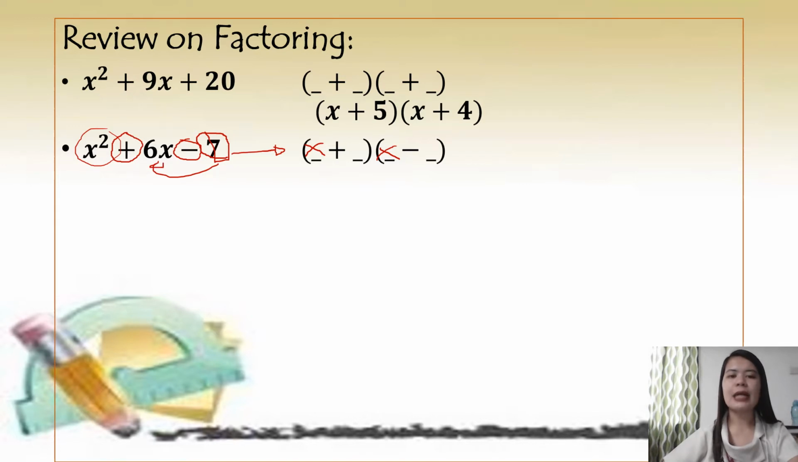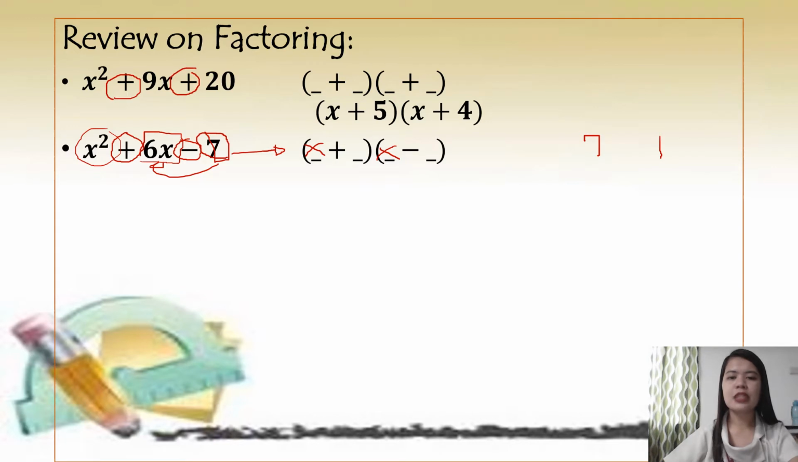Why subtract? Why did we add earlier? Because earlier we had both positive signs. When the signs are the same, when you combine them, the sign is positive. But since now we have a negative and a positive, it means we need to think of the numbers that when we subtract them from each other will result in the coefficient of our second term. So what are the factors of 7? 7 is a prime number, meaning 7 and 1 are its only factors.